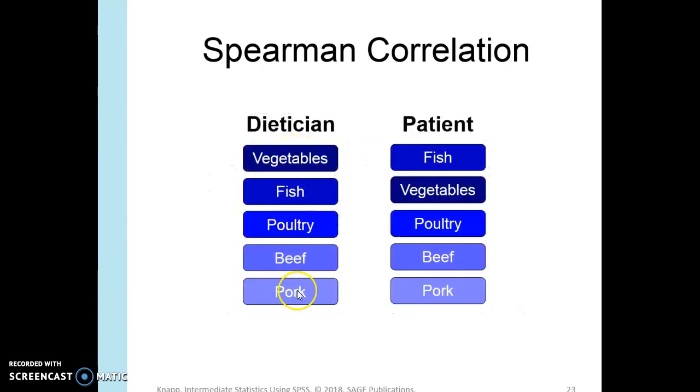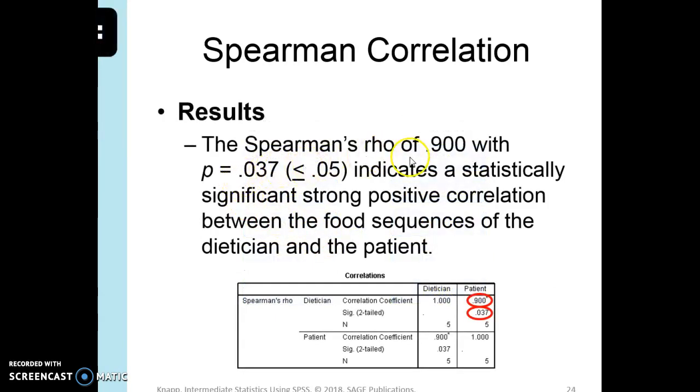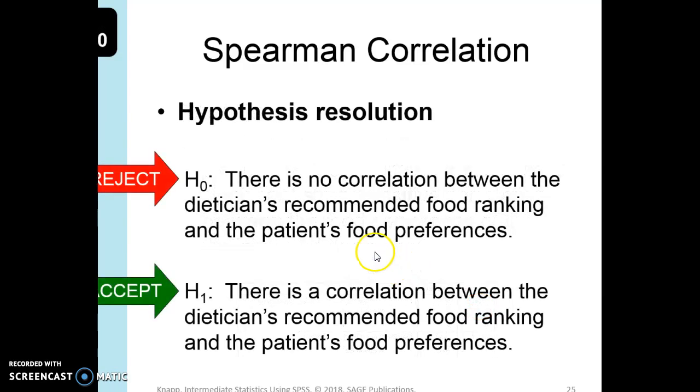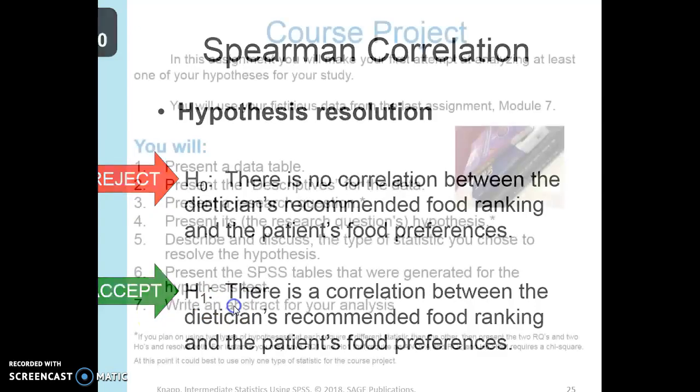Here they are. Vegetables on top, pork on bottom, fish on top. Let's see what happens. On the SPSS software, the test is run, and the rho is 0.9. The p-value of that is 0.037, so it's significant, below the 0.05 level. It indicates a statistically significant, strong positive correlation. So you use those words when you talk about this. Here's what the output looks like, and it looks similar for the Pearson. So we reject the null hypothesis and accept the motivated hypothesis.